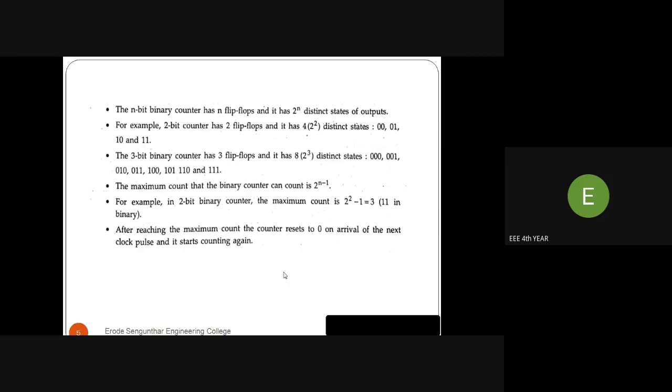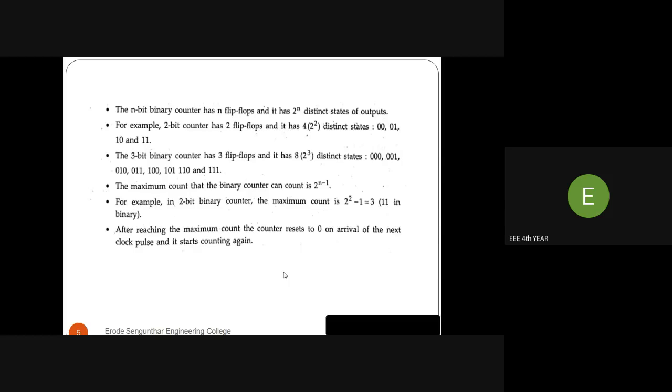So for a 2-bit counter, we need 2 flip-flops, right? And it has 2 power n states. Here n is 2, therefore 2 power 2 is 4 states. If you toss 2 coins, we get head-tail, head-head, or tail-tail, like that. When 2 flip-flops are used, 4 distinct states will arrive: 00, 01, 10, and 11.